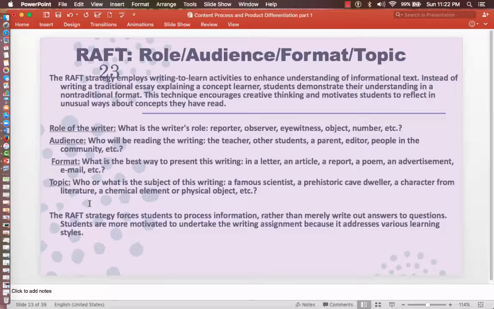So the role of the writer, what is the writer's role? Okay, so they have to think about it in all these different ways. The audience, who's going to be reading my writing? These are questions that we usually teach when we're teaching writing, but we can actually use this for writing in different ways. So in the science classroom, we can use a RAFT. So I'm writing a science report. Who's going to be reading this lab report that I'm writing? And so they might have to think about that. So what's the subject of the writing? And why would I be talking about that? So it forces them to process different types of information, and instead of just writing out answers, they have to actually think about it.